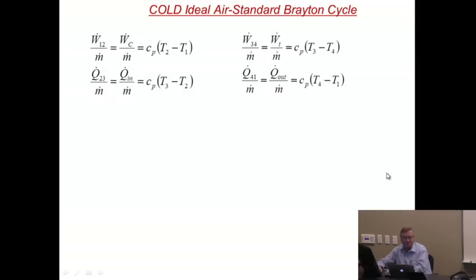All right. Now we plug this into the equations for work and for heat. So W12 is H2 minus H1. H is simply Cp times T because Cp is constant with temperature. So it's Cp (T2 minus T1). Q23 is Cp (T3 minus T2), H3 minus H2. W34 is Cp (T3 minus T4). And Q41 is Cp (T4 minus T1). These are all just enthalpies.